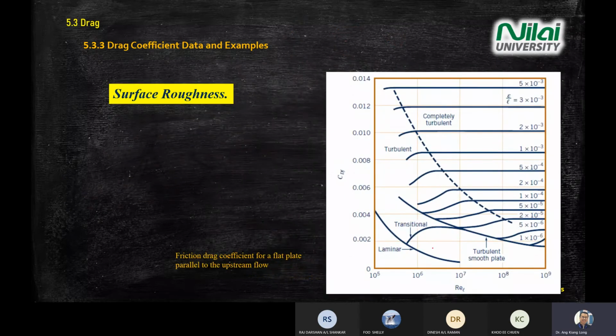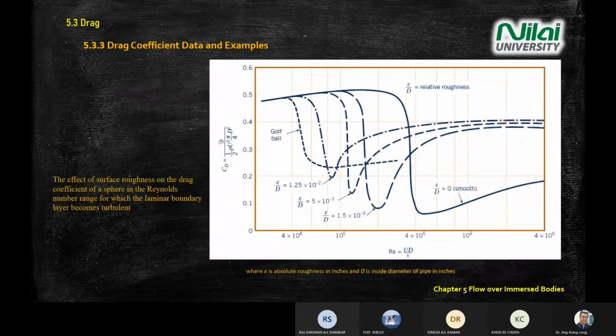Roughness of the surface, as you can see from the graph here, there's a chart here that you can refer to if you want to find the surface roughness due to the friction. The small f is the friction. And this one is CD versus Reynolds number, also another important graph. As you can see, you have a golf ball, and also there are some different ratios of the surface roughness to the diameter. Okay.